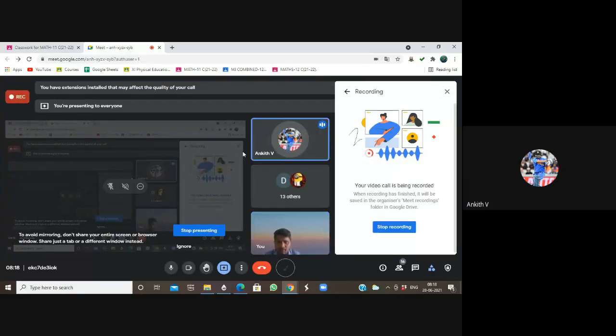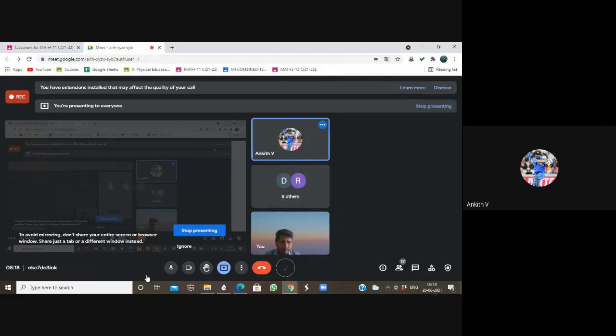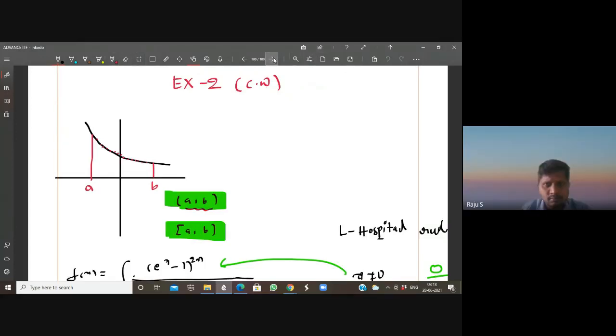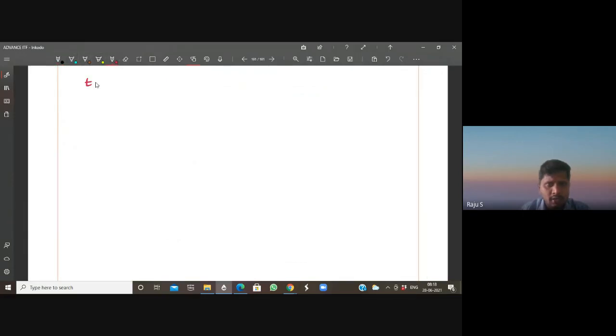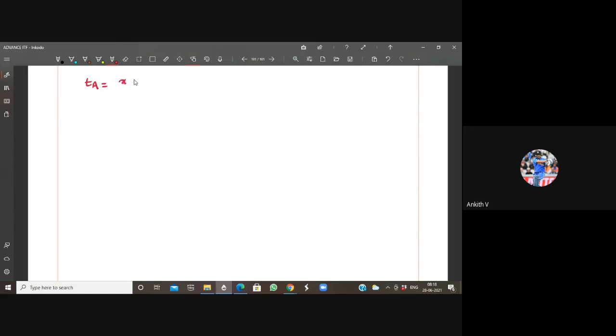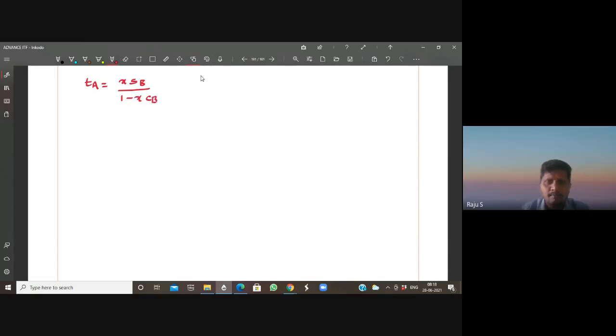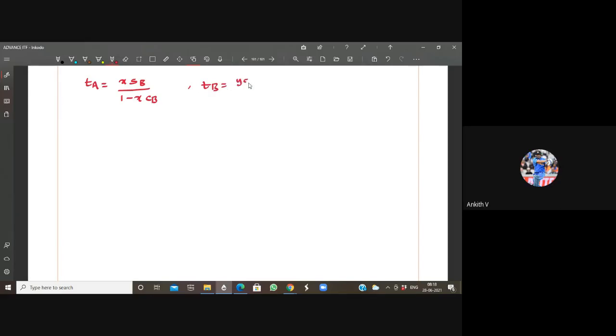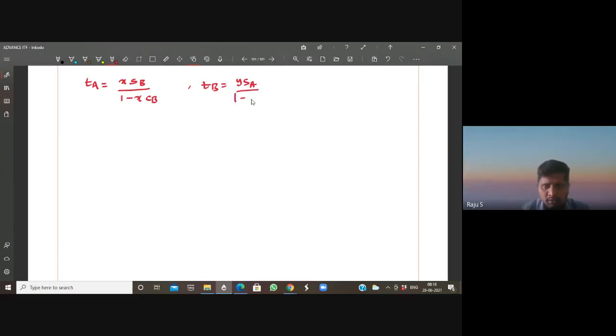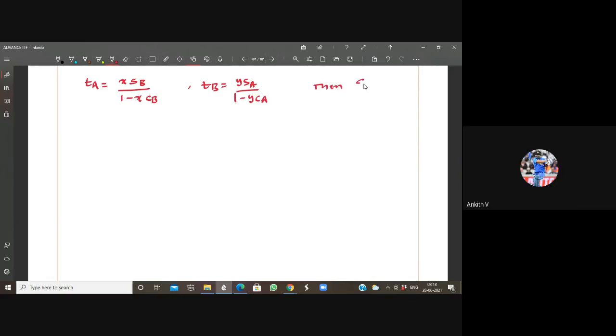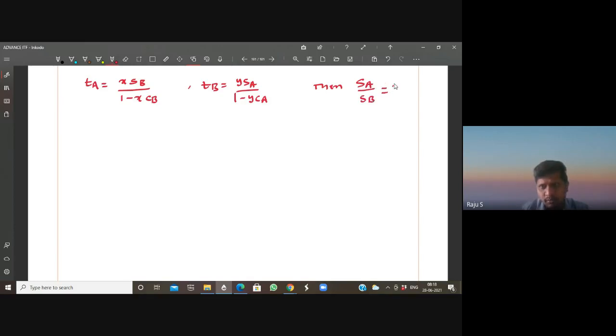So tan A equals x sin B by 1 minus x cos B. And tan B equals y sin A by 1 minus y cos A. Then find sin A by sin B. What is it equal to?